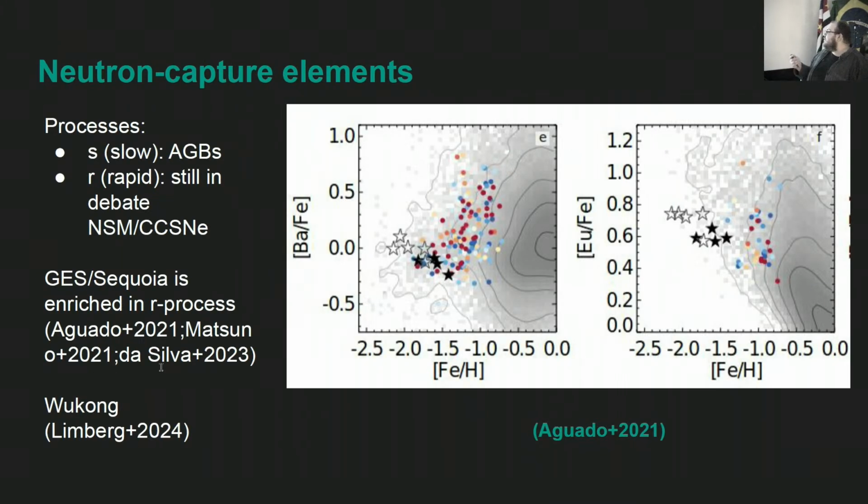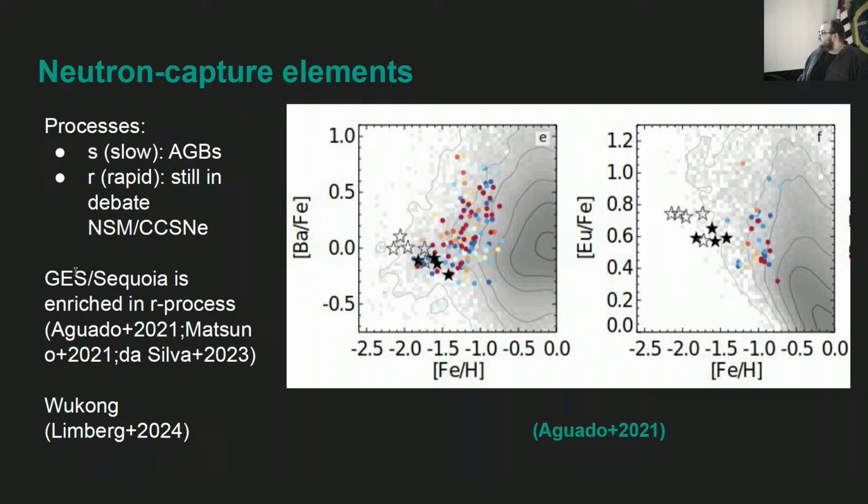So these neutron capture elements, there are two neutron capture processes that are generally the major contributors to the abundances of these elements. One is the slow process, which runs alongside the line and is mostly done in thermally pulsating AGB stars. And the rapid process, which is the main focus of our talk, is still in debate, but the best contenders are neutron star mergers and core collapse supernovae.